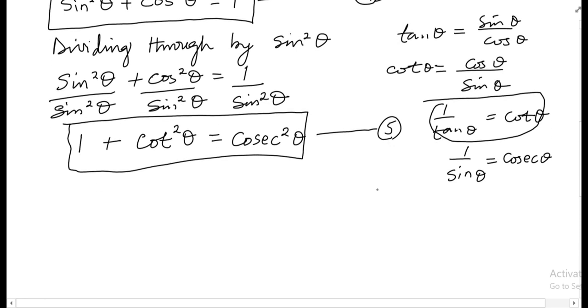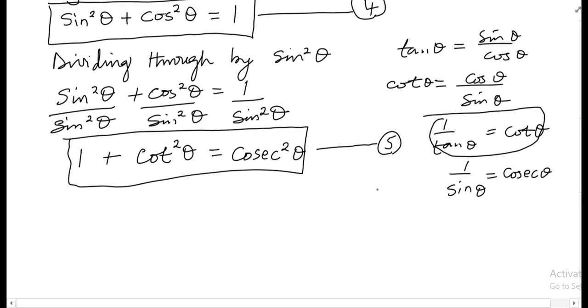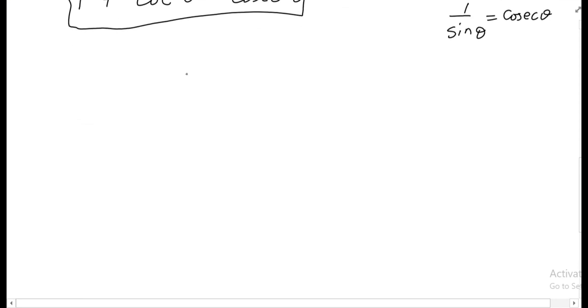Now, still from sine squared theta plus cos squared theta equal to 1, we will now divide through by cos squared theta. The first time, we divided through by sine squared theta. So in the next phase, we will divide through by cos squared theta.